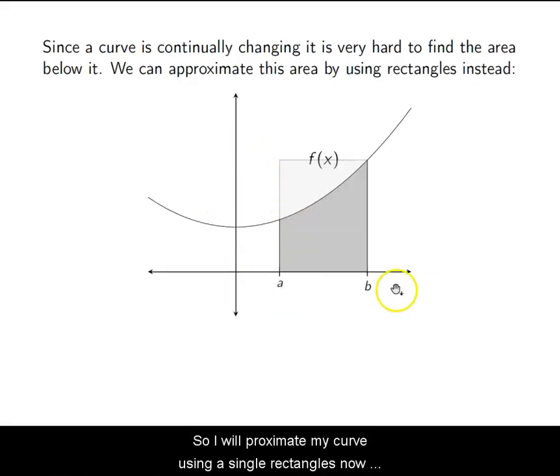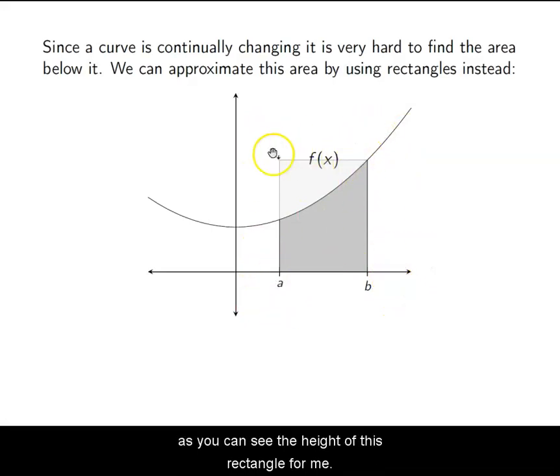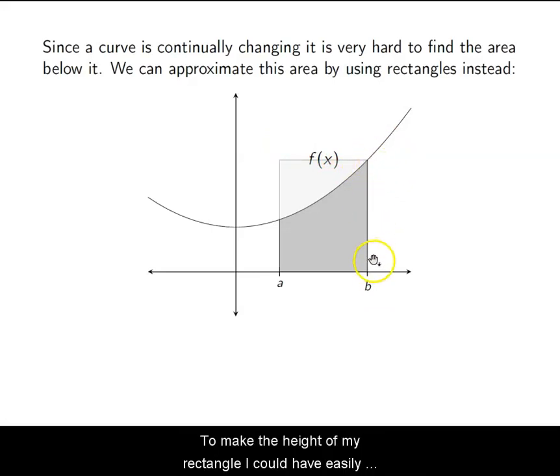So I will approximate my curve using a single rectangle. Now, as you can see, the height of this rectangle, for me, can vary. Like, how do I know how large to make it? It makes sense here for me to make it this high because my highest point in my function is on this side. But we call this a right-hand approximation because I'm using the right-hand endpoint to make the height of my rectangle. I could have easily used this as the height of my rectangle.